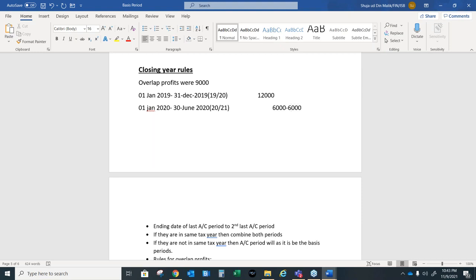So the rule of thumb for overlap profits in the closing year rule is that you deduct or set them off against the profits of the last tax year. There were 9,000 in total, 6,000 were adjusted here. No payment is to be made on the profits here since it is zero. The remaining 3,000 will be adjusted from the previous tax year. So this is the closing year rule where both the dates fall in different tax years. I hope you are clear.